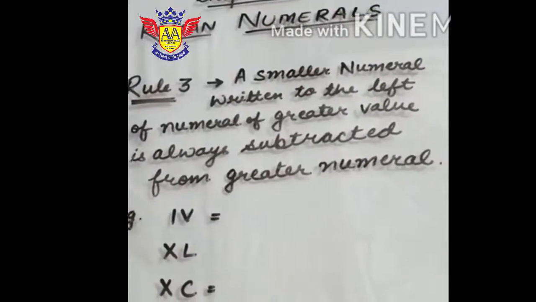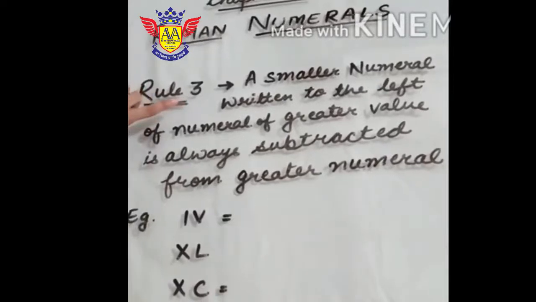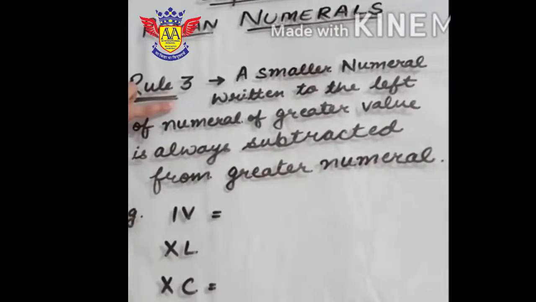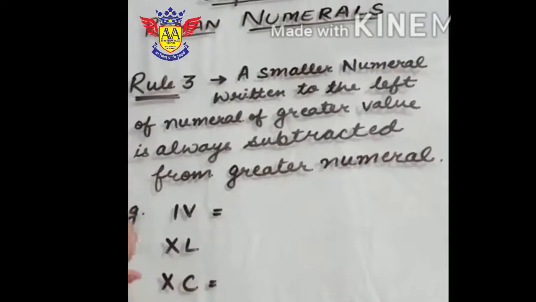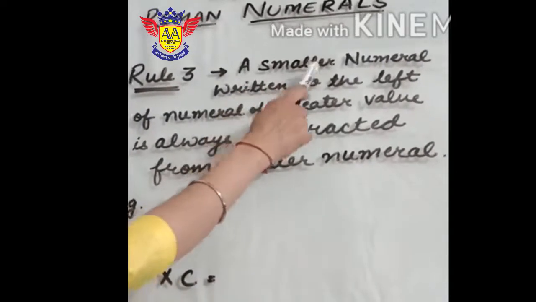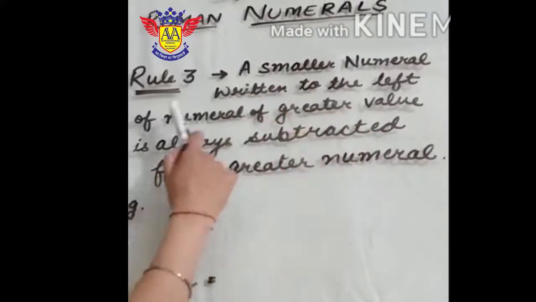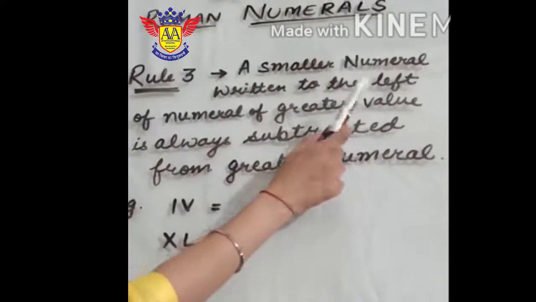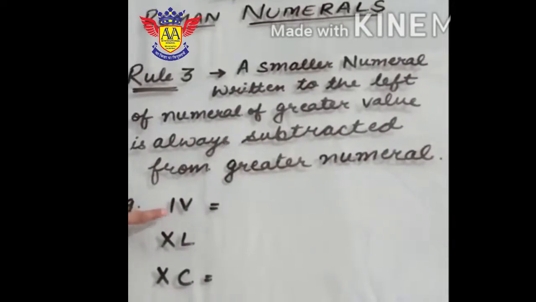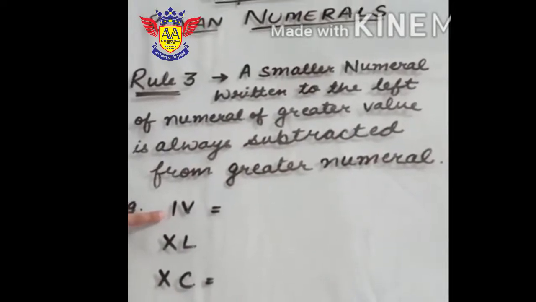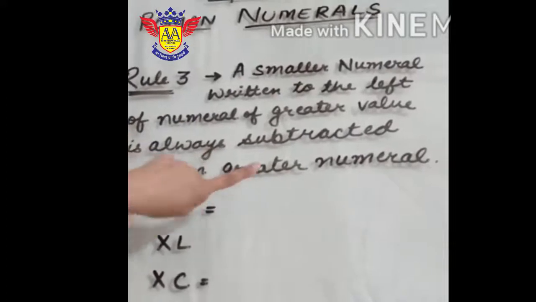Now we come to rule number 3. In rule number 2, we saw the smaller numeral written to the right of the greater value. Now, when a smaller numeral is written to the left of a numeral of greater value, it will be subtracted from the greater numeral.